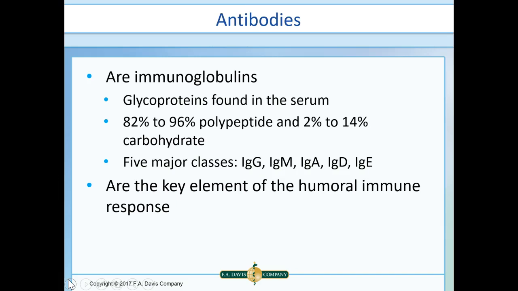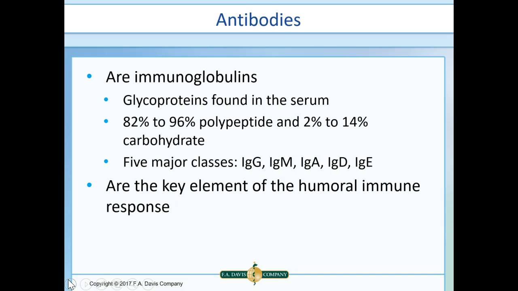Antibodies are also called immunoglobulins. They're glycoproteins that are found in the serum, and we find them in the 5 major classes: IgG, M, A, D, and E. They all have a different function. So these are the key element of the humoral immune response.